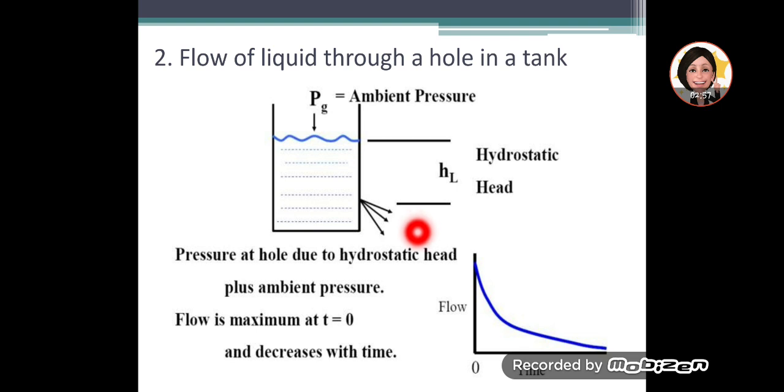For this condition, the flow is maximum at t naught. That means when it just starts to flow, the flow is at maximum, and it decreases with time, because the pressure and the height decrease.